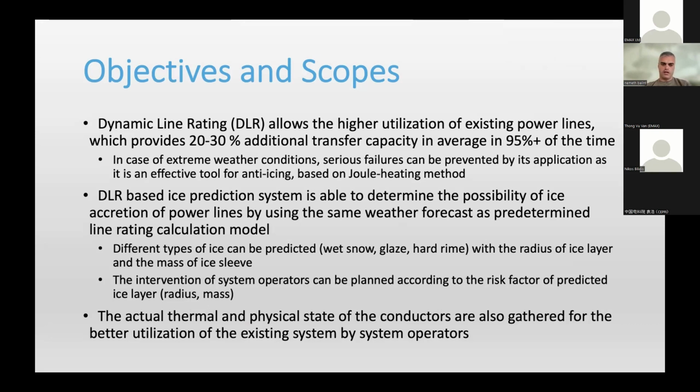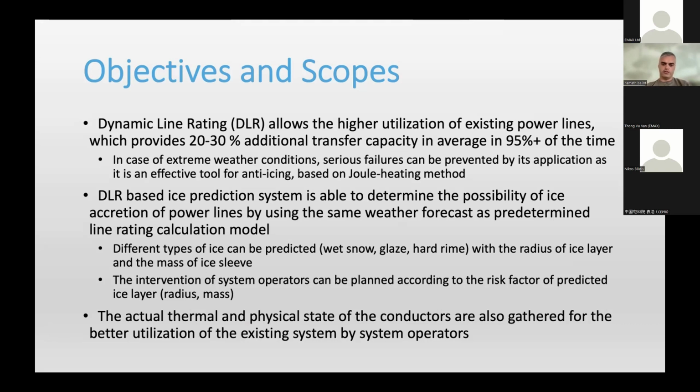In this project, we developed a very nice modeling system, and this method was the first in the world which could make differences and predict the 3 different types of icing events, which are wet snow, glaze, and hard rime. And not only preventing, but it can also give concrete information about the radius and the mass of the icing, depending on the weather forecast data we got from the National Weather Services.